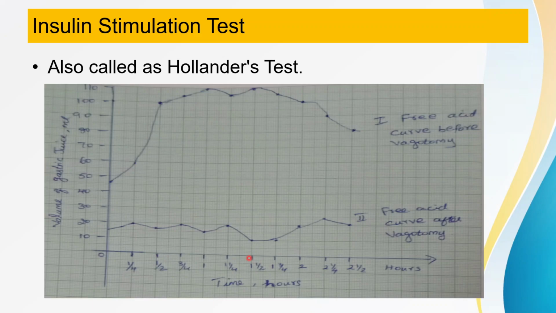Before and after the insulin administration, we can see the level will be found in the range of 15 to 20 milliequivalent per liter. So this clearly proves the effectiveness of vagotomy in patients who suffer from duodenal ulcer. This is the importance of the insulin test or Hollander's test. It gives certainty of the success of vagotomy in patients who suffer from duodenal ulcer. After successful vagotomy, insulin will not have any influence on gastric acid secretion. That is the conclusion.